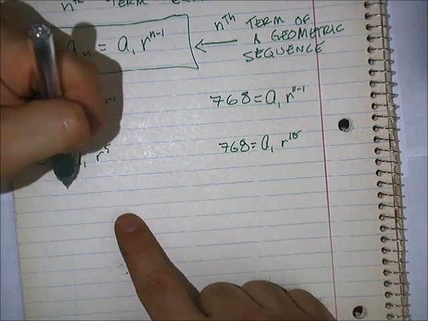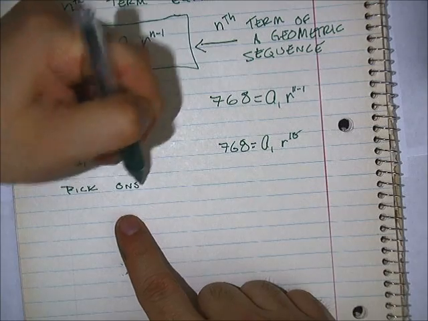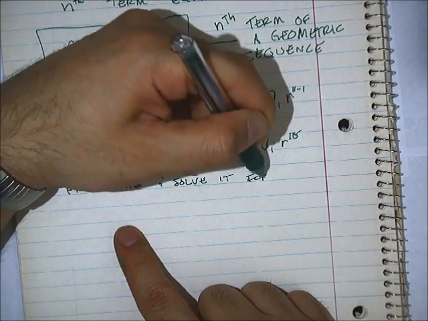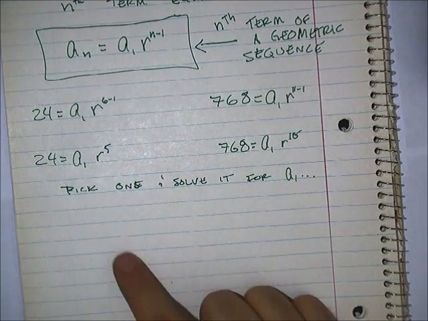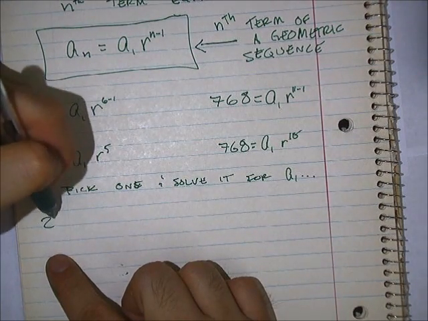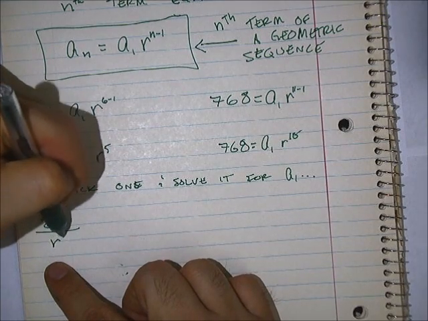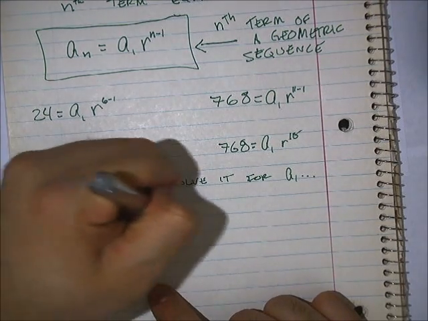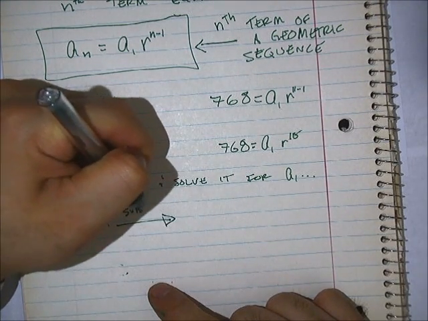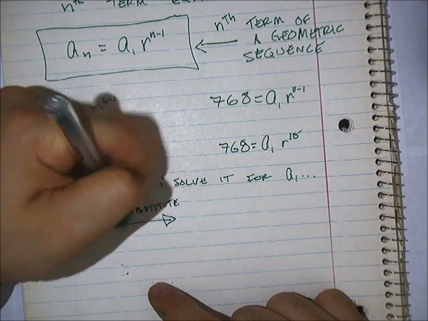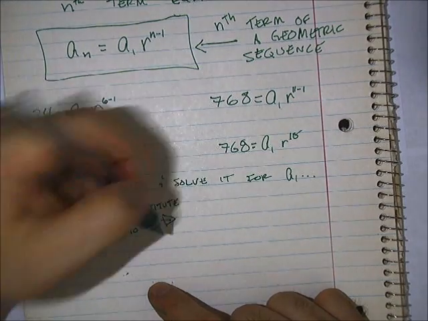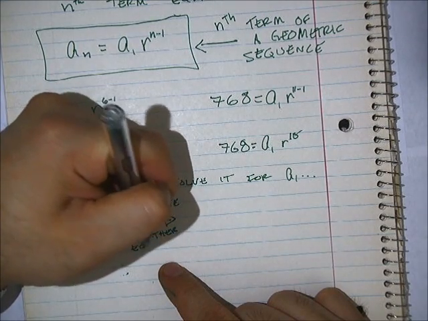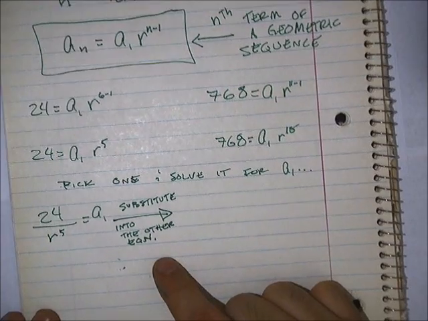So I'm going to pick one and solve it for a sub 1. I'm going to pick this one. 24 divided by r to the 5th is equal to a sub 1. Now we're going to substitute into the other equation. So we're going to solve this with substitution, basically.